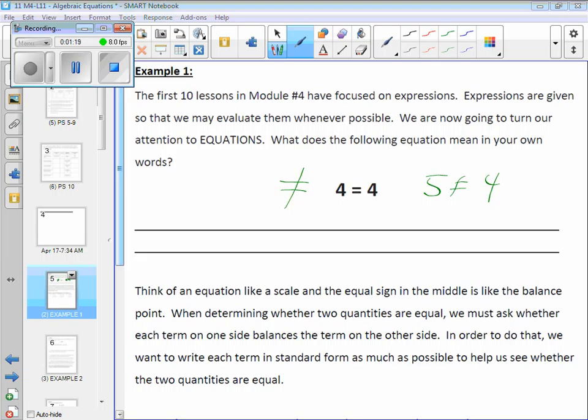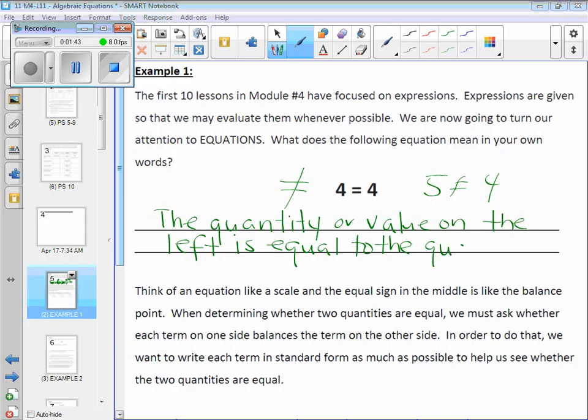All right, so what we said here is that this is indicating the quantity or value, if you will. Says, get out loud, the quantity or value on the left is equal to the quantity on the right.